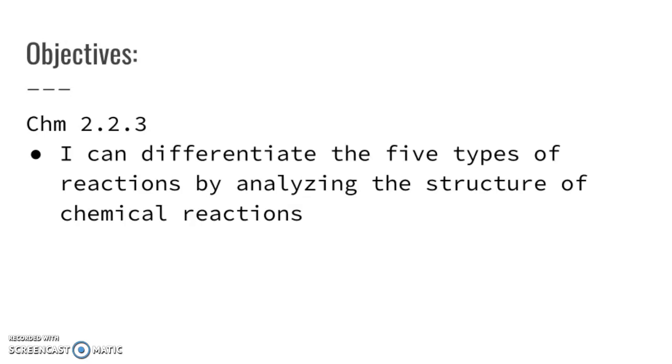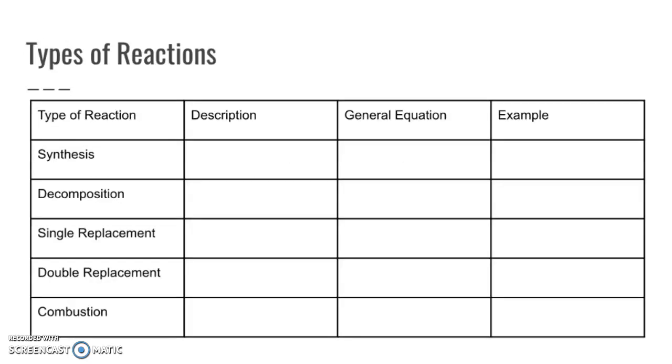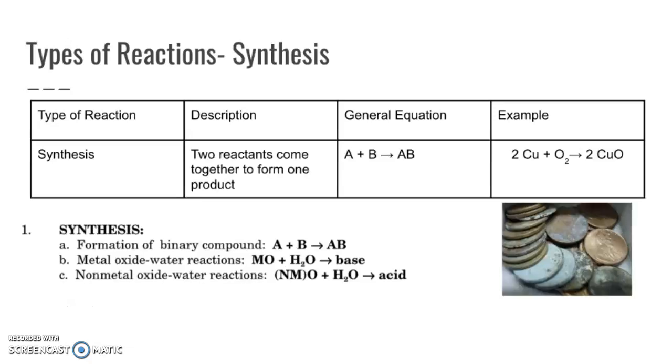Your objective for today is to identify or differentiate the 5 types of reactions by analyzing the structure of the chemical reaction. So we're going to look at those equations that we started looking at in the last video. In your notes, you have this chart with the types of reactions. There are 5. You have a general description box, a general equation box, and an example box. We're going to go through all of these and give you everything you need to know.